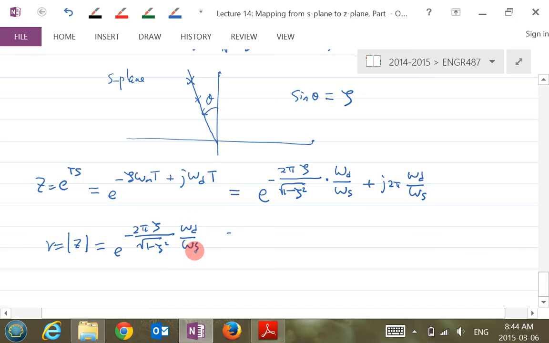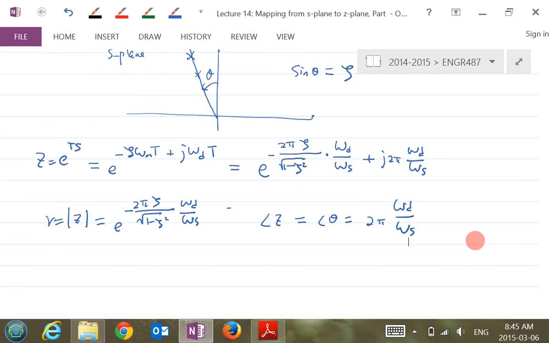Okay, that's your R. And theta is this. So theta, you can use angle Z or theta, doesn't matter. It's this one here: 2 pi omega d over omega s. I don't know what the curve looks like yet after the mapping, but I know that with this mathematical expression, in general, these are the two expressions for the R and the theta.